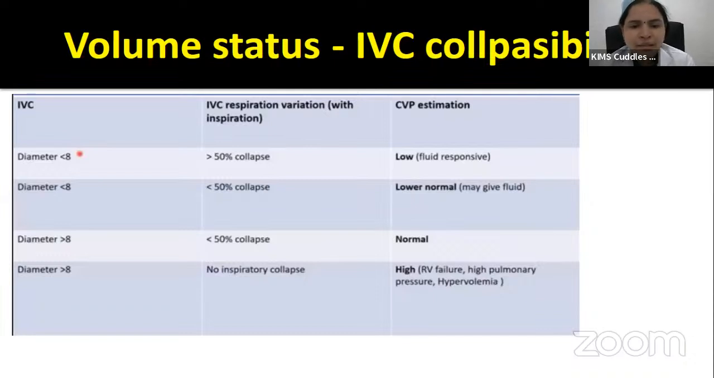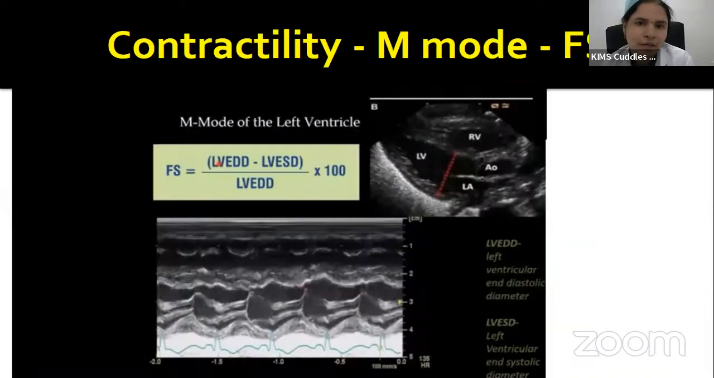A diameter of more than 8 with less than 50% collapsibility is usually taken as normal, whereas a diameter of IVC more than 8 with no variation with respiration is usually indicative of increased intravascular volume, as can be seen with high pulmonary artery pressures, right ventricular failure, or hypervolemia.